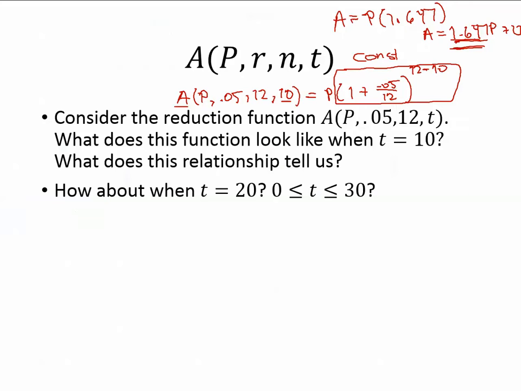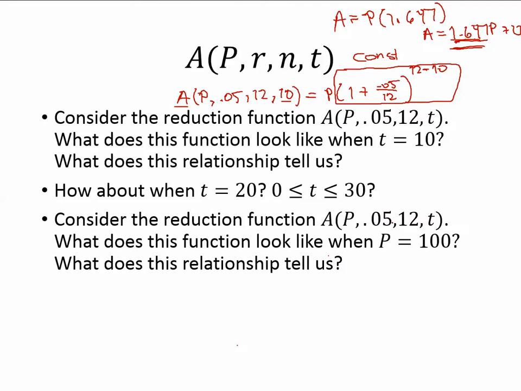Okay, well, I could look at this from another perspective as well. What if I change the reduction function and I look at the reduction function of, instead of holding t constant, I hold p constant? So that means that now if I were to build this function right here, this would be a of 100, 0.05, 12, and t. And of course, that's going to reduce to 100 times (1 plus 0.05 divided by 12) to the 12t power.